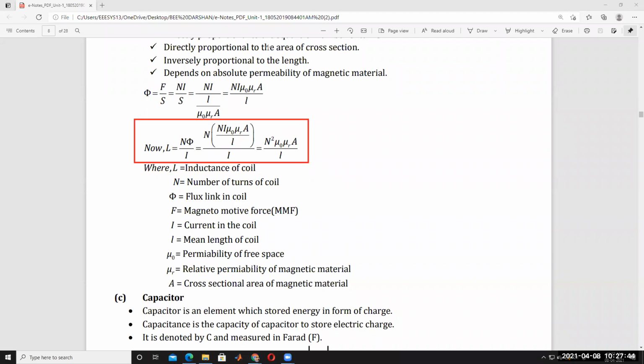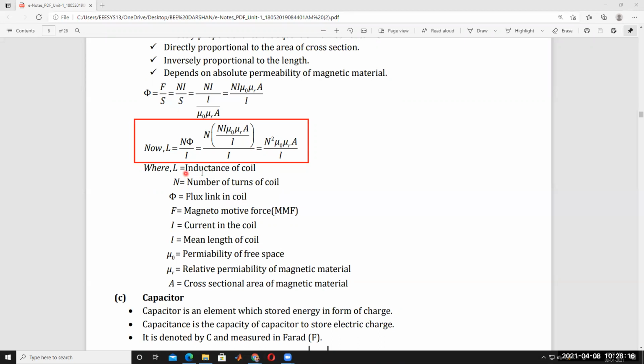L is equal to N into phi divided by I. Inductance L is equal to the number of turns times flux divided by current. By substituting the flux here, we get N squared mu naught mu r A divided by L. Based on that formula, inductance is proportional to the number of turns squared, proportional to the cross-sectional area, and inversely proportional to the length.